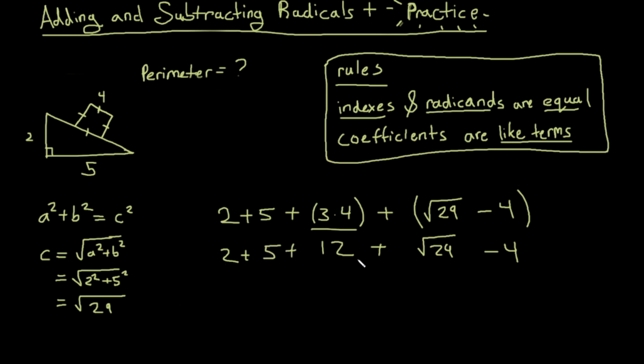Okay, so now that we have this question, we could just plug into our calculator, or we could just say 2 plus 1, 3, 15. We could just say this is 15 plus root 29 is our perimeter. So we'll leave it as our exact value because we don't want to go into decimals. And if we leave it as exact value, we can keep our radical.